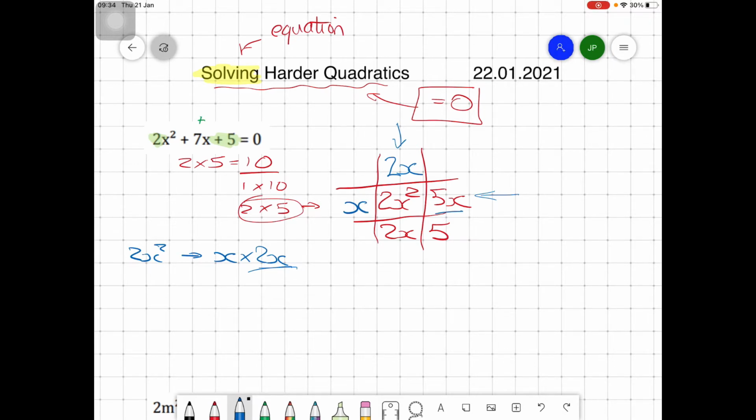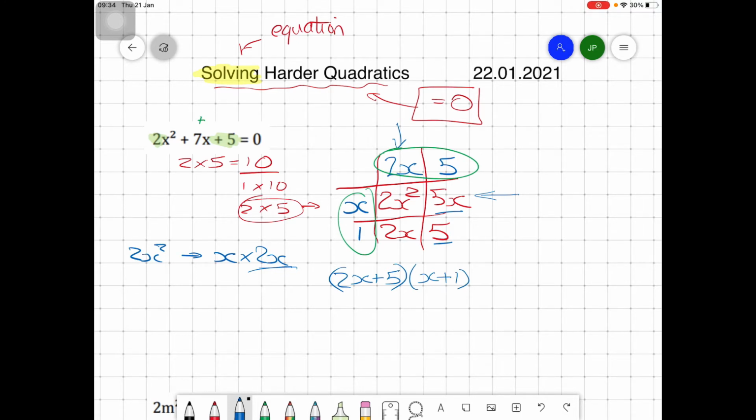To make 5x, I do x times 5. To get to 5, I times by 1. And check your last one: 2x times 1 gives me 2x. Same as before, top row, first column, come down to make my brackets. So I'll have 2x plus 5, x plus 1.